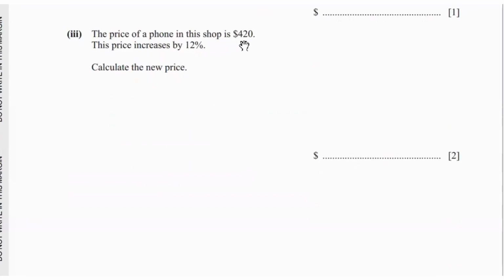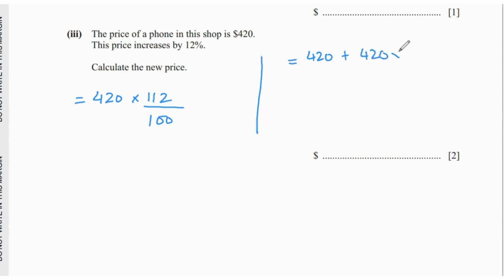The price of phone in this shop is $420. The price increases by 12%. Calculate the new price. So if the price is increasing by 12%, you can easily multiply 420 by 112%. Why 112? Because 420 is the 100% price of the phone. This 100% is increased by 12%. So instead of finding 12% separately and then adding that to the original price, which is also an alternative method, which would be 420 plus 12% of 420, you can just directly find 112% of 420. That's going to be the same thing.